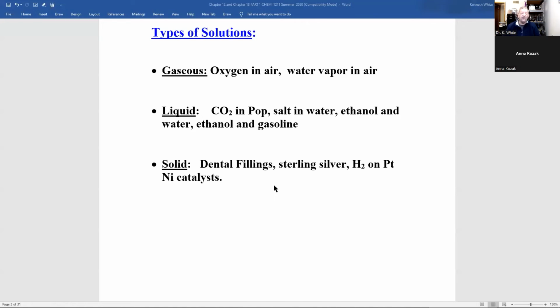Now, you can also have solids as solutions. The old mercury amalgam, which they don't really use anymore, was a solid, but a mixture of different substances. Sterling silver is a solid, but a mixture of silver with other things. Now, I forgot what other things. Let's take a look.